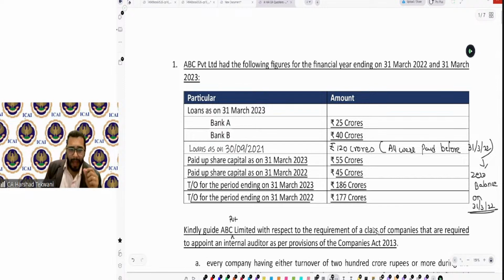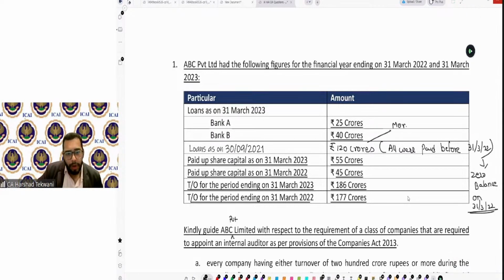Now, based on the given conditions, the condition said that at any point in time during the preceding financial year, although all the loans have become zero at the end of the financial year, during the year on 30 September 2021 loans were there, which were more than 100 CR. As a result, in the current scenario, yes, an internal auditor is required to be appointed in financial year 22-23. So based on this detail, I will appoint an internal auditor in financial year 22-23.